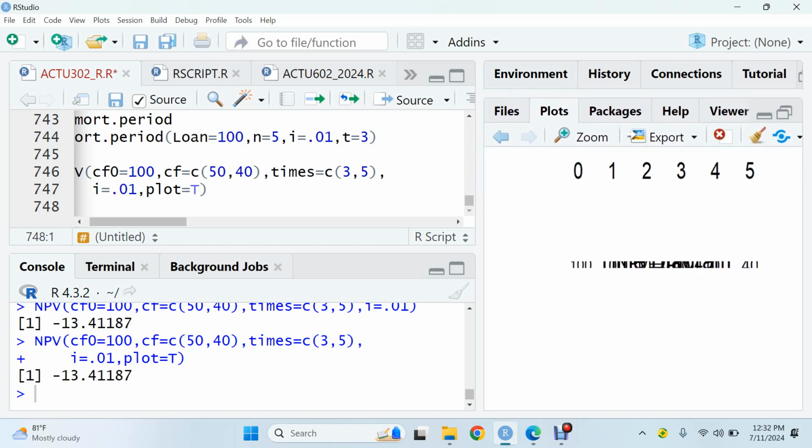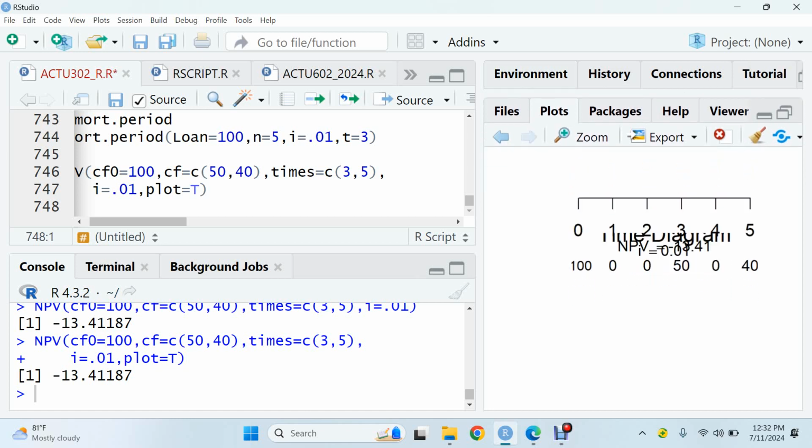It doesn't look good. Okay, so let me do it again. Who can explain to me why I'm getting this? Can you guess why the graph is not visible at all?